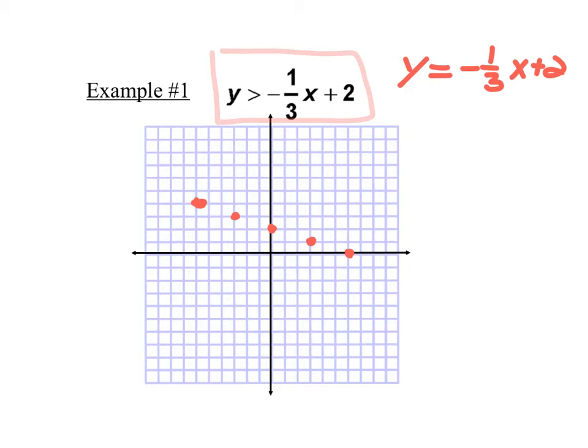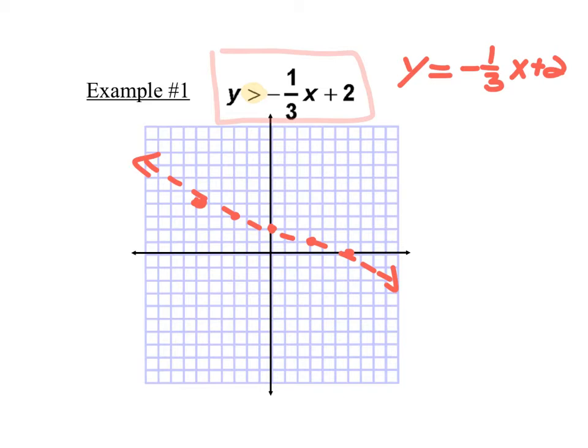Okay? Now before I make my line, it's very important to look at the symbol in between the equation right here. This symbol right here is a greater than. Because it is a greater than, that means I have a dashed line. Okay? There's no or equal to. So I make my line dashed. Okay? That's a dashed line.